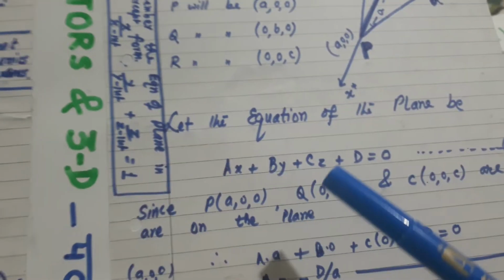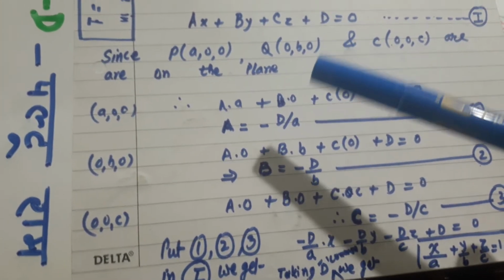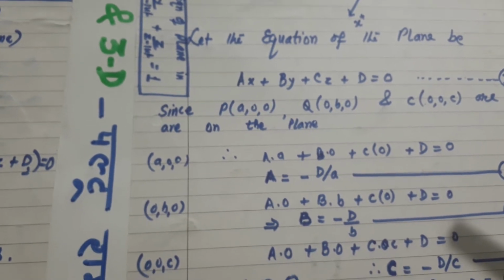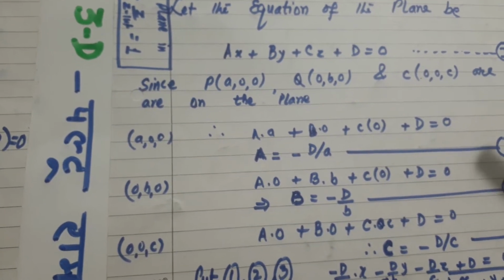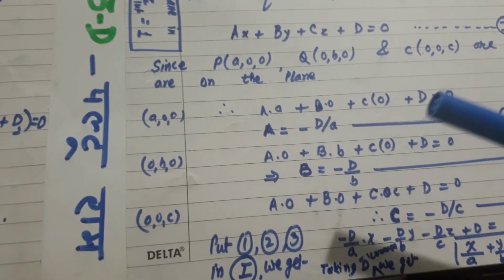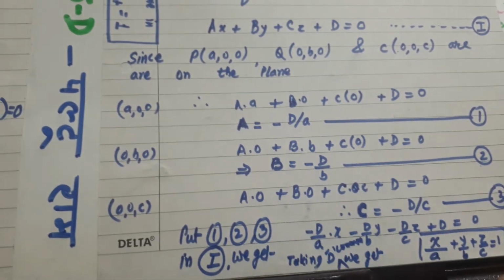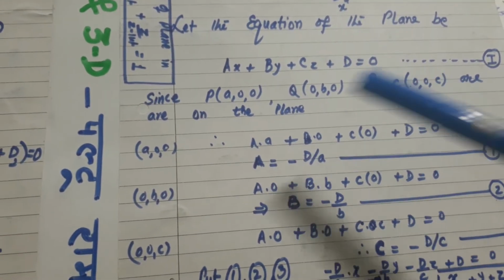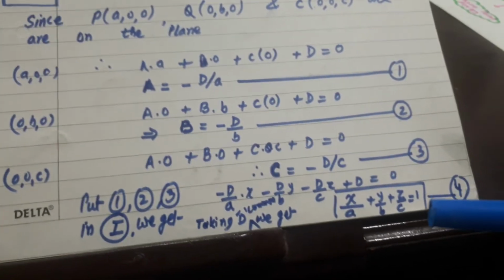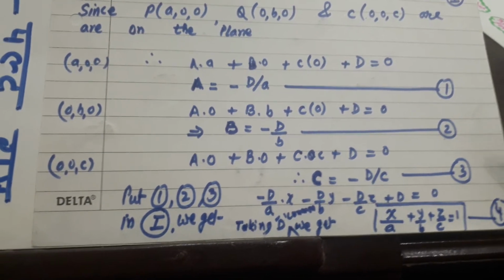So the equation, we know, in the case of 2D is x over A plus y over B is equal to 1. In this case, the equation will become x over A plus y over B plus z over C is equal to 1. This will be the 3 point form. You write the 1 point form and keep substituting these. You will get 3 equations. On solving, the equation becomes x over A plus y over B plus z over C equals 1.